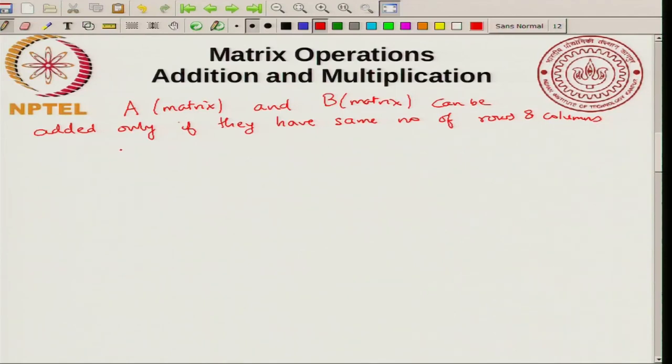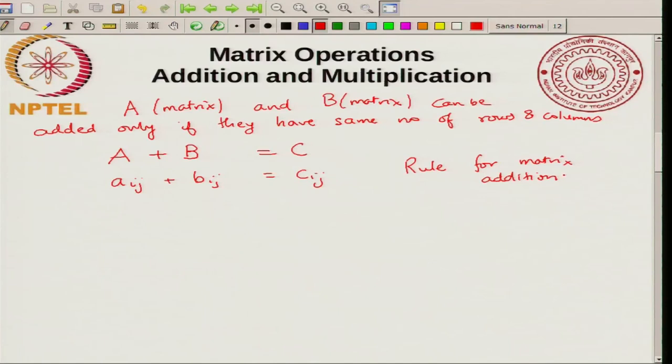If you had A plus B equal to C, then I can write a i j plus b i j equal to c i j. This is the rule for matrix addition. What this means is that you have to add the elements term by term. You add the ijth element of A to the ijth element of B to get the ijth element of C. So if A is an m by n matrix, B should also be an m by n matrix, and C also is an m by n matrix.